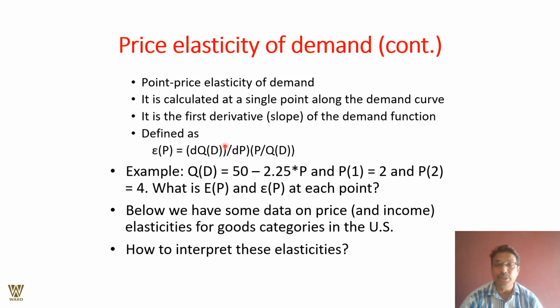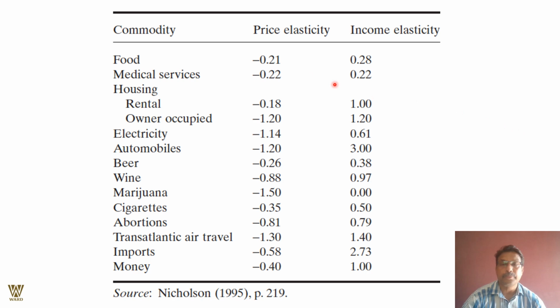This is the change in the quantity demanded over the change in the price, multiplied by the price divided by the quantity demanded. Example: QD is 5 minus 2.25 times price, and P1 is equal to 2, so P2 will be 4. So what is the elasticity at each price point? Below we have some data for you to understand the income and price elasticities of good categories in the US and how to interpret them.